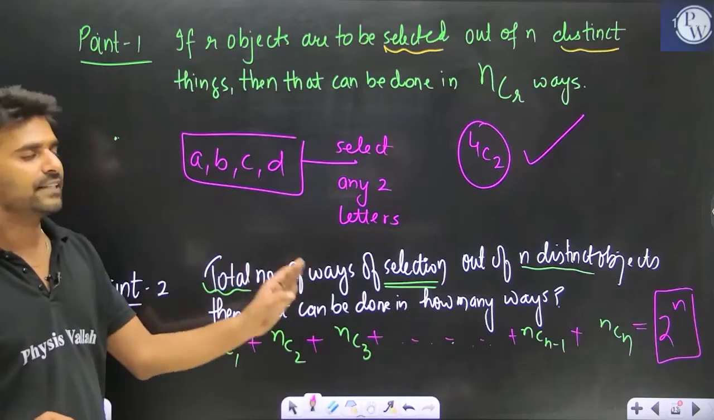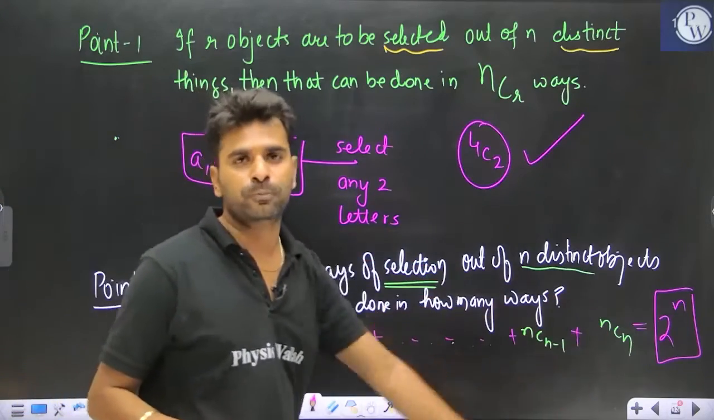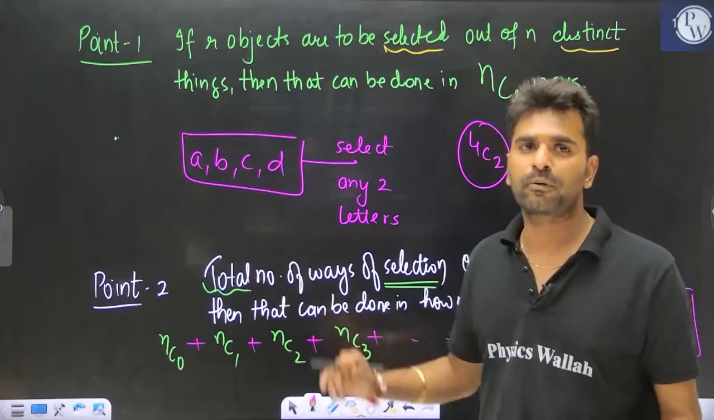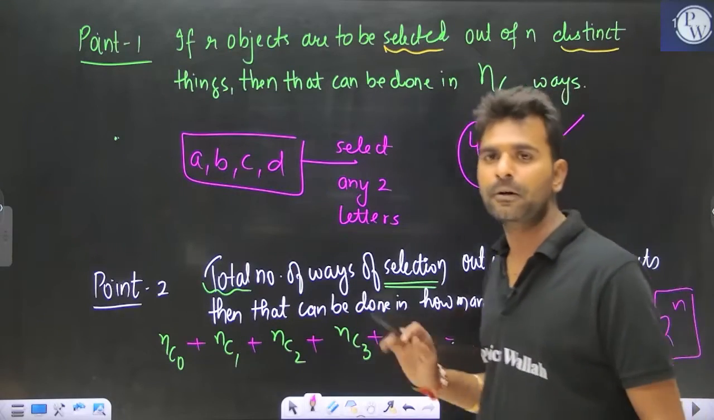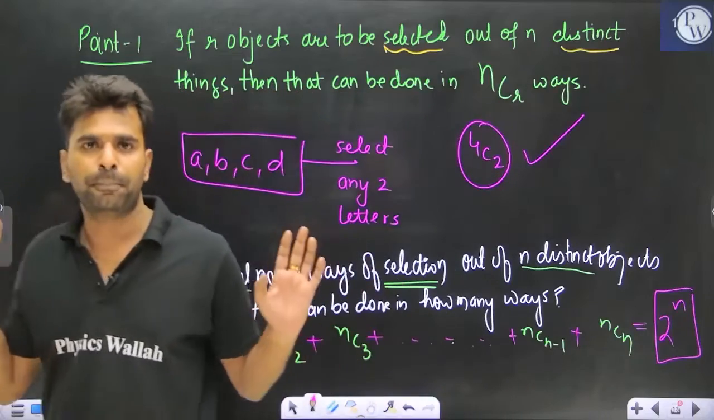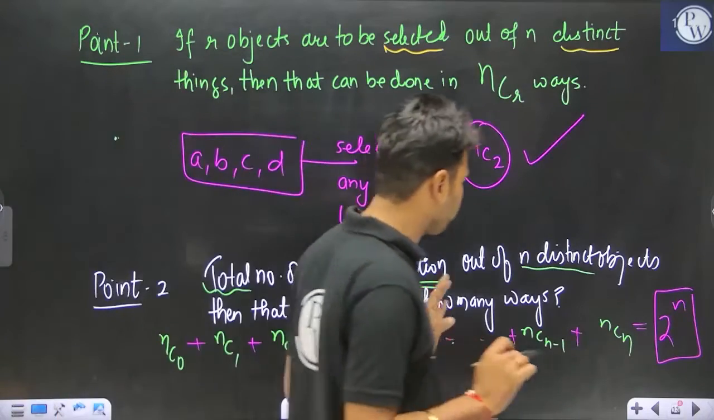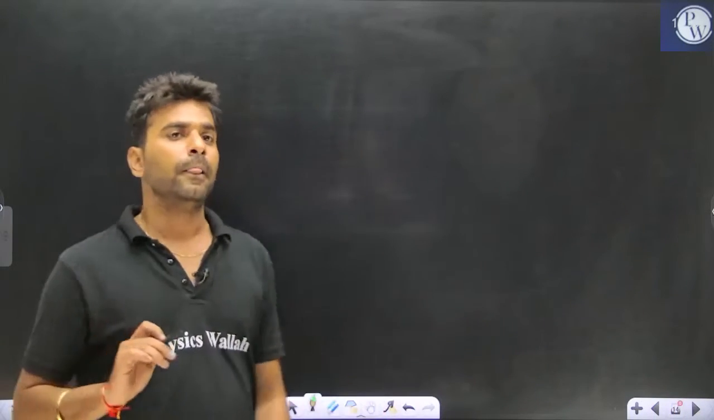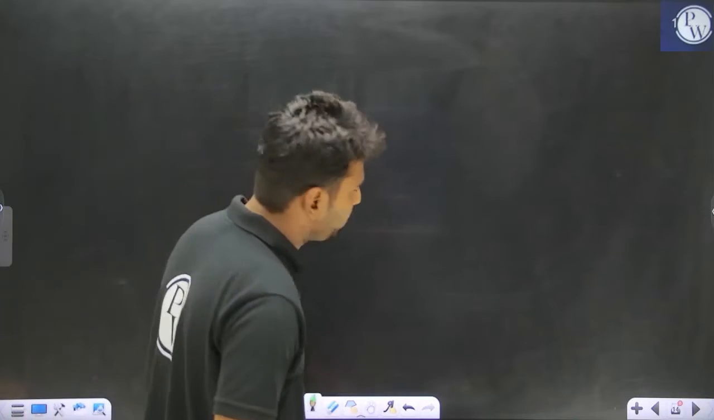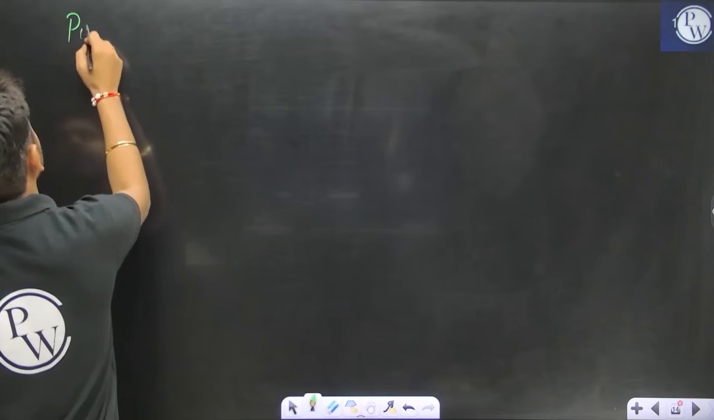So either we say that the total number of ways of selection is 2 to the power n, or we say that the total number of ways of selection is nC0 plus nC1 plus nC2 plus nC3 till nCn. Both are correct. I hope you people understood this. Anyone having any difficulty in this? I don't think there has to be any. Alright, moving on to the next thing. Okay, point number 3. There can be things like this as well.